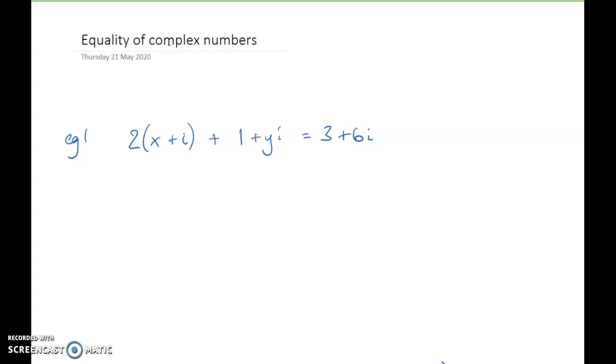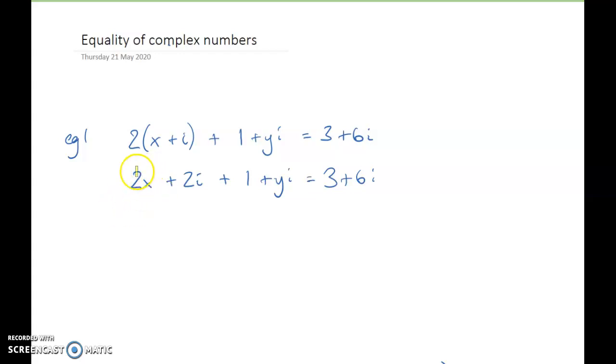So if I look at this as a problem, I'm being asked to work out what x and y are. Okay, so if I look at this, I need to tidy this up. There are brackets here, so let's open the brackets. So the 2 is multiplied by the x, and the 2 is multiplied by the i. Now, separately, I've got nothing else I need to organize. There's a 1 there, and there's a yi. On the right-hand side, there's nothing to organize. So that's nice. Okay, so let's look at this carefully.